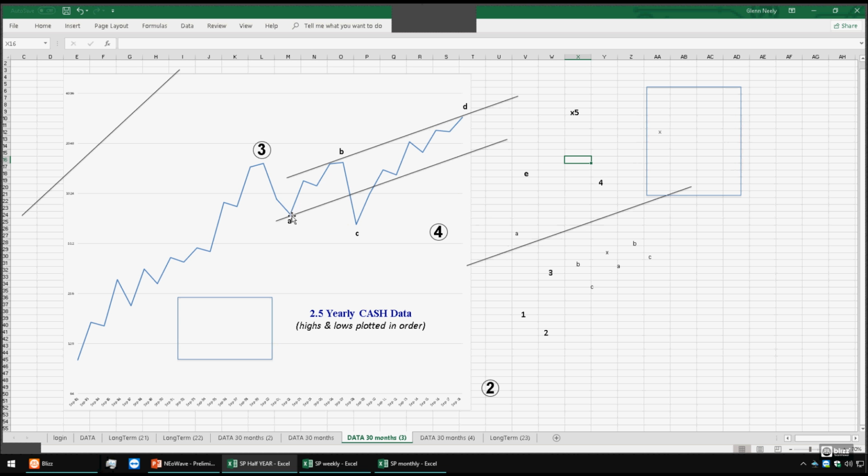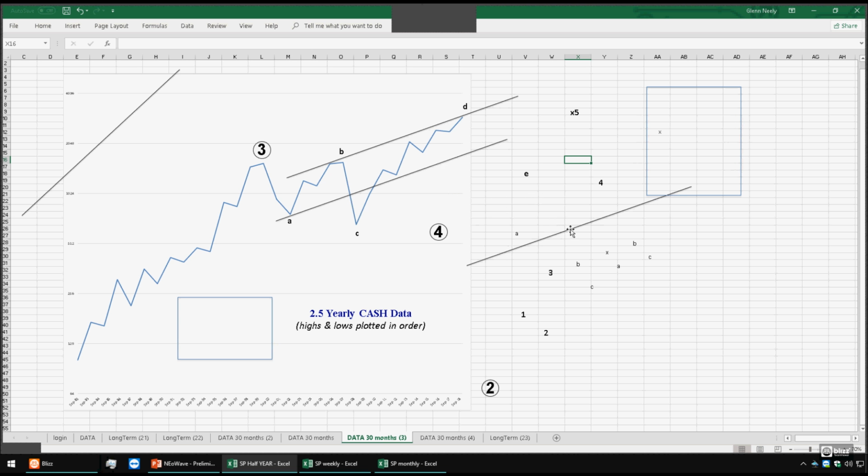So at the very least, if this is a triangle, the A wave and the E wave should be somewhat similar. The E wave could be as little as 61% and as much as 161% of wave A. If it's 161%, then we're in an expanding triangle. If it's equal to wave A, then we're in a neutral triangle. If it's smaller than wave A, then we're in a neutral triangle. There's no chance of a contracting triangle because wave C is bigger than wave A.